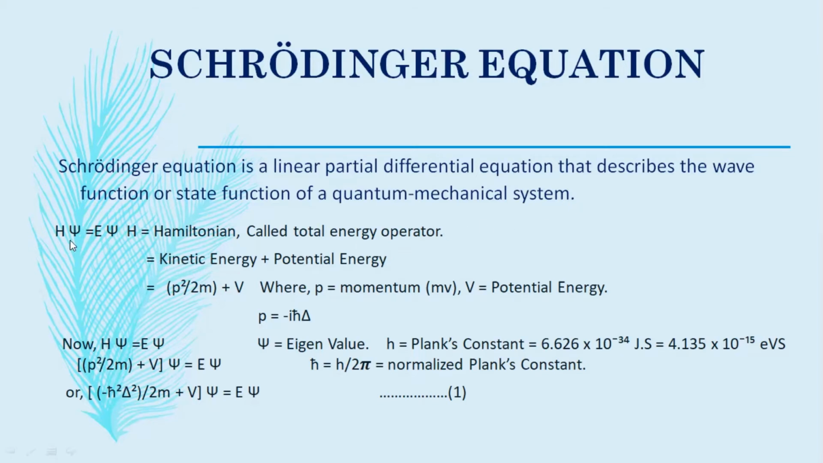Schrödinger's equation is Hψ = Eψ, where H is the Hamiltonian. The Hamiltonian is the total energy operator, meaning kinetic energy plus potential energy of that system. Kinetic energy is half mv squared, which is p squared upon 2m, where p is the momentum. Potential energy is V.